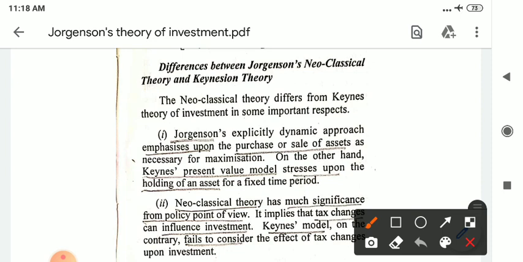First is that Jorgensen's model is emphasizing upon the purchase or sale of the assets, whereas in the Keynesian model, what we study is that the Keynesian model is stressing upon the holding of an asset. So this is the difference between the two.